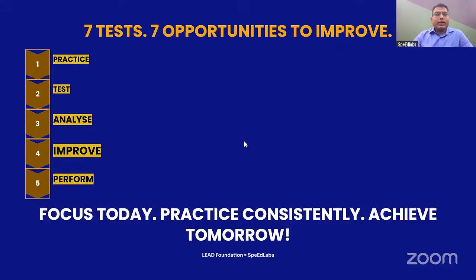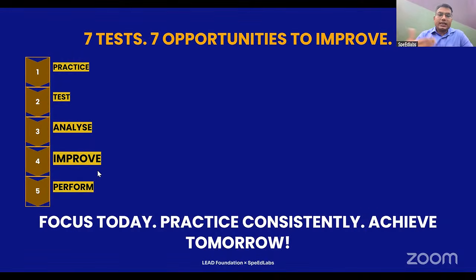All right. So 7 tests are there. There are 7 opportunities to revise, and you get confident again. You can improve again and again. Every time you have to practice, test, analyze the gaps and improve, and then perform in the next test. So every time, 7 rounds of the same cycle will be there: practice, test, analyze, improve yourself, perform in the next test. So that's the theory for these 7 tests.